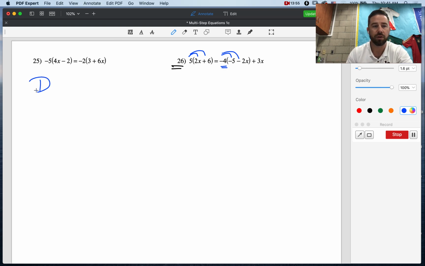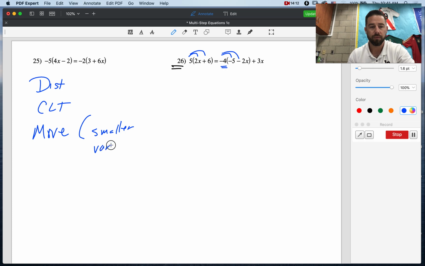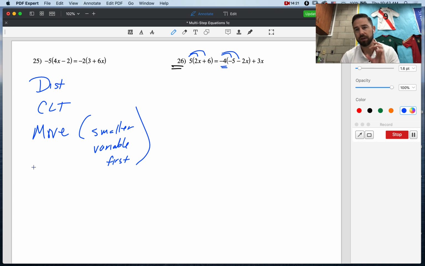Remember, we distribute first, which I told you to do. Then you combine like terms after. Okay, and I think you're actually going to have some like terms to combine. Then you're going to move stuff. What do we move first? Well, we like to move the smaller variable first. And then we got to move everything else. And then we kind of just work through it. Okay, so press pause, attack 26, then press play and we'll go over it.